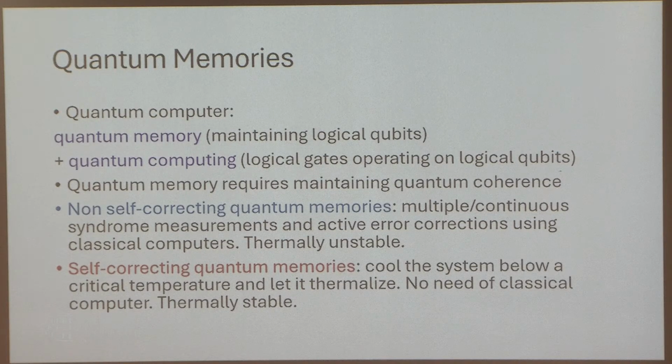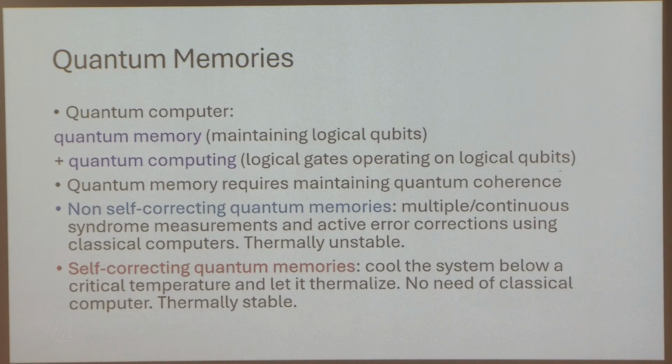Okay. So the quantum memory requires you to maintain quantum coherence of your logical state. For example, if you have non-self-correcting quantum memories, you will often need multiple rounds of syndrome measurement or active error correction to correct the errors. And such a system is not thermally stable. Once you increase the temperature to any non-zero temperature, the quantum information will just be immediately lost.